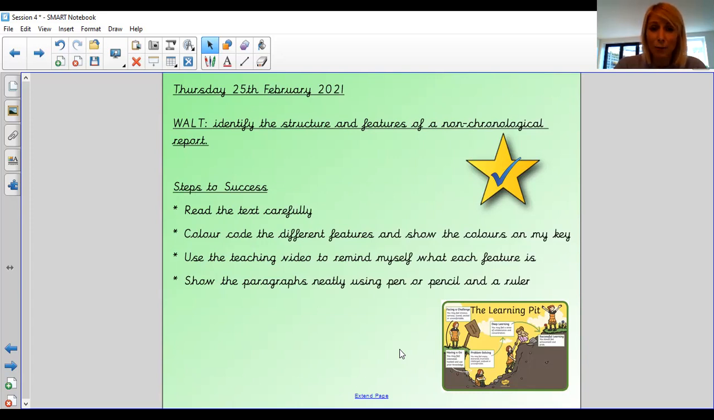If you don't have a printer at home, I realize that's going to be a bit tricky for you. So what you could do is just write each feature in your exercise book. So if it's subheadings, you could write subheadings and then write them down underneath for us, okay? I hope you don't have to do that because it will be easier if you can print it.